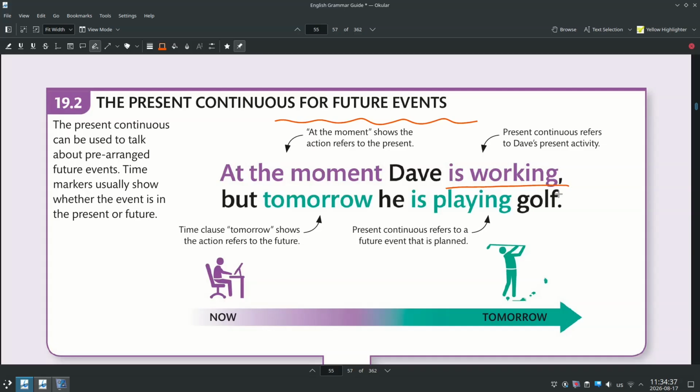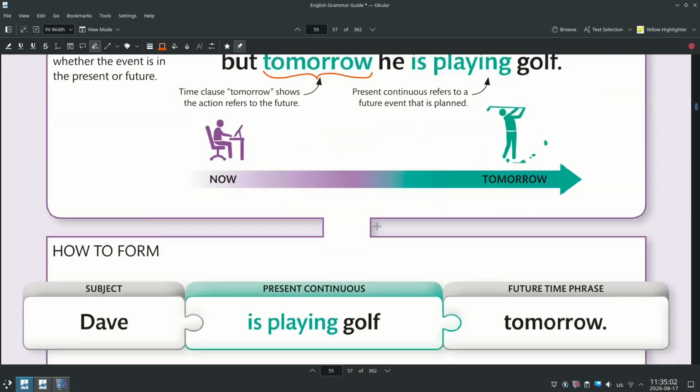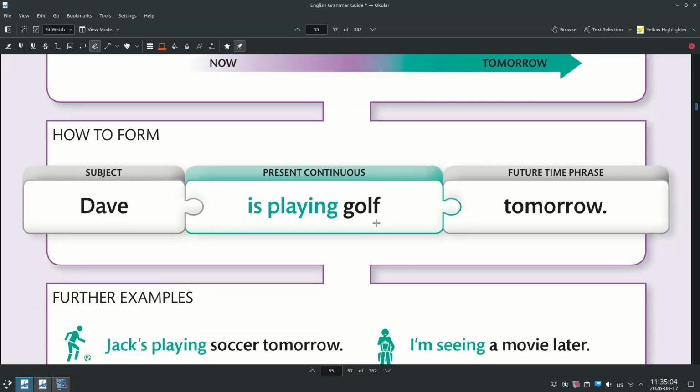But tomorrow he is playing golf. I have tomorrow, and this word shows the action refers to the future. And we have is playing golf. That is the present continuous, which refers to a future event that is planned earlier, beforehand, in advance. How to form?